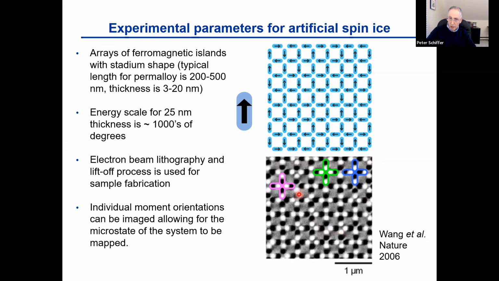And you can really map out what's happening in the collective state. And that's what's fun and exciting. One of the things that's fun and exciting about these systems is that you can really map out in detail the local configuration of the moments. And in this system, and actually in all the systems I'm going to be talking about, we used permalloy, just iron nickel alloy as our ferromagnet because it's very isotropic. So the shape anisotropy of the island determines which way the moments point.